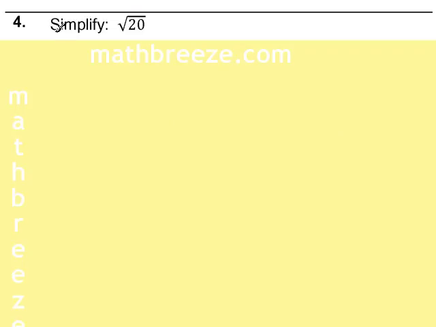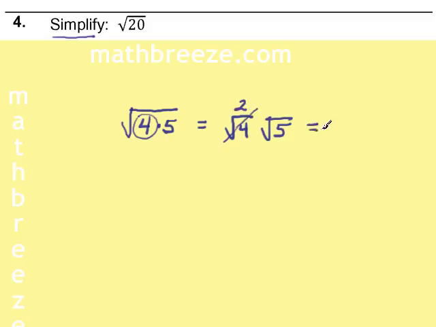In number 4, the instructions are simplify. Notice 20 is not a perfect square, but we could factor 20 into 4 times 5, and 4 is a perfect square. So this is equal to square root of 4 times square root of 5. And 4 is a perfect square. Square root of 4 is 2. So this is 2 square root 5, and that's simplified. That's considered a simplified form of square root 20.